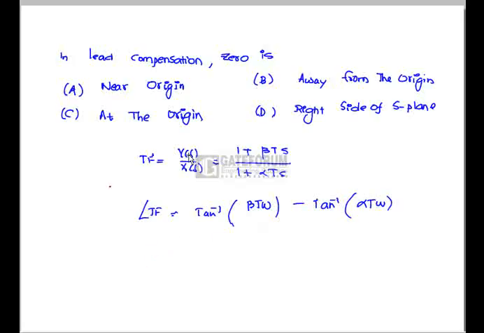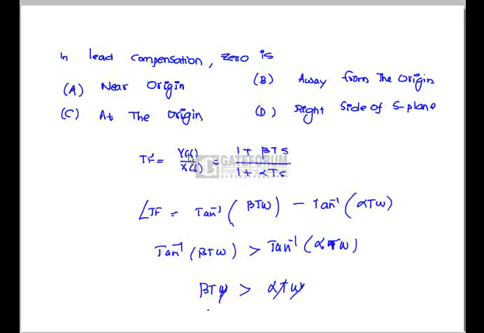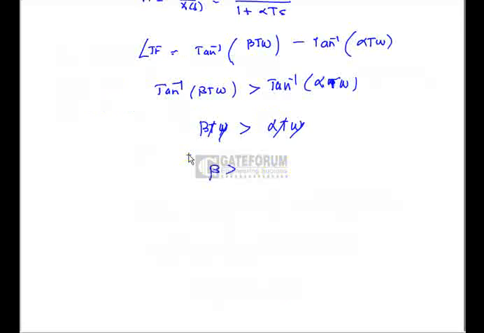For the lead compensation, the angle must be greater than 0. Then only we can say that this is providing a lead compensation. So for that, tan inverse of beta T omega is greater than tan inverse of alpha T omega. So beta T omega is greater than alpha T omega. So beta should be greater than alpha.